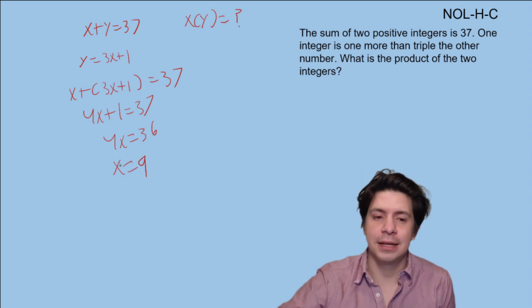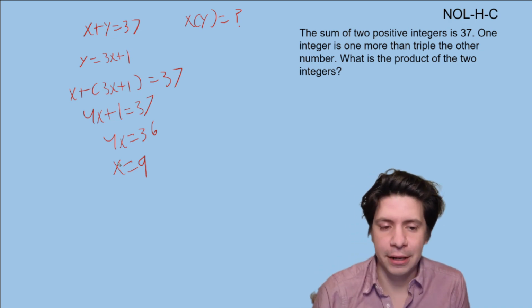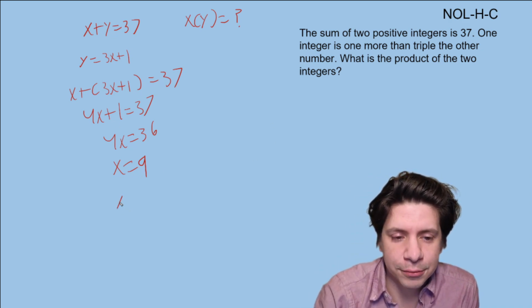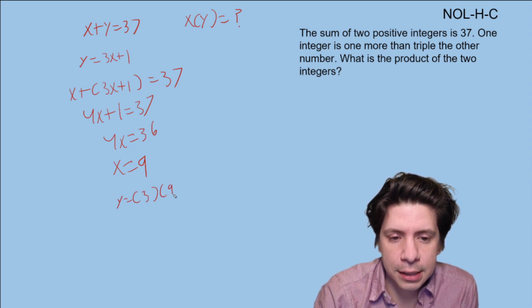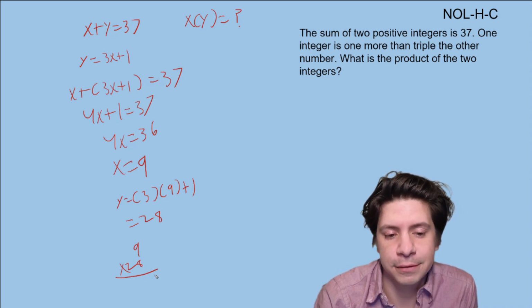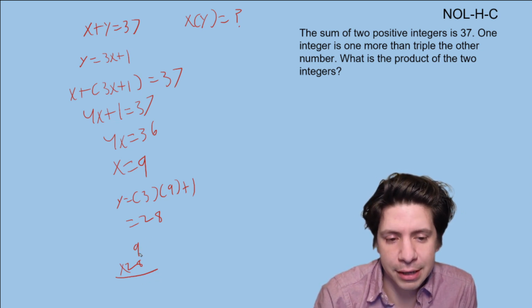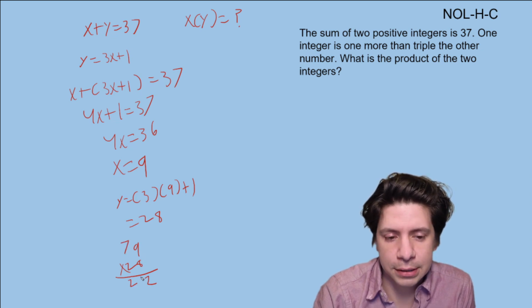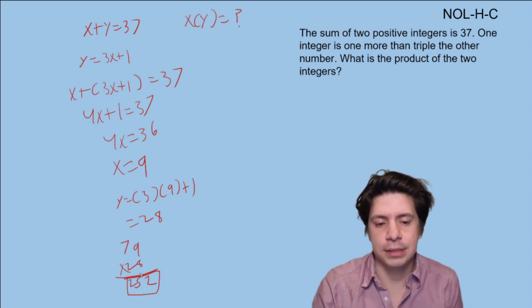Now be careful, right? It's not asking for one of the values or the smaller value. It's asking for the product. So if x equals 9, y equals 3 times 9 plus 1. So that equals 28. And then you do 9 times 28, which is just 10 times 28 minus 28, right? So that'll be 252, but we'll work out the math. 9 times 8 is 72. 9 times 2 is 18. We get 252, right? So that one's not too bad.